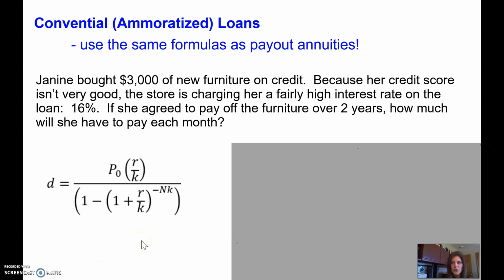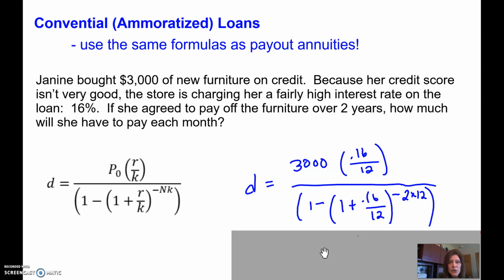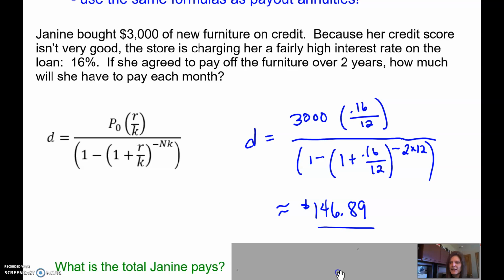It's the same payout annuity formula we've used before, but we're using it in terms of a loan. In this case, the P sub 0 is how much the loan is for, $3,000. The interest rate, 16%, so 0.16, and K is 1 because she's making monthly payments. The N is the only other piece we need, and that's 2 because she's going to pay it off over 2 years. So I very carefully plugged all those numbers into my formula, then very carefully into my calculator, and we should come up with $146.89 every month.